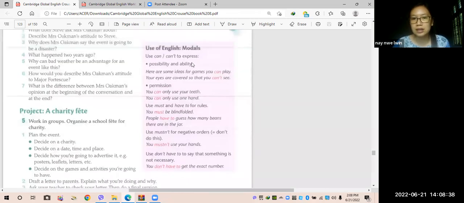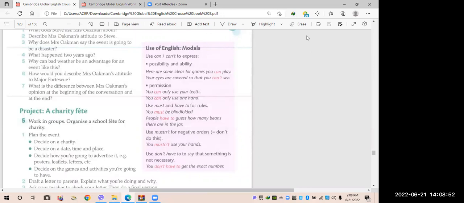So we use these modal verbs to express possibility, ability, or to show permission, or to talk about the rules for do's and don'ts. So got it? Got it? Yes, sure. Yes, yes.